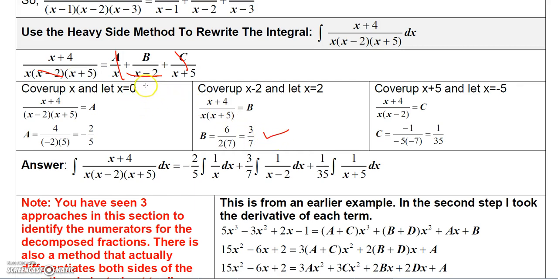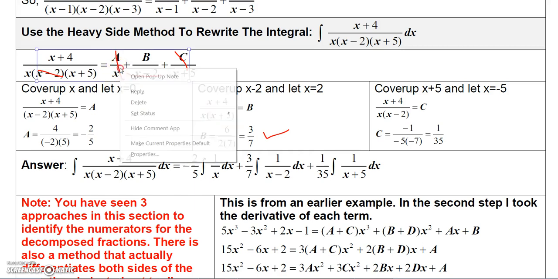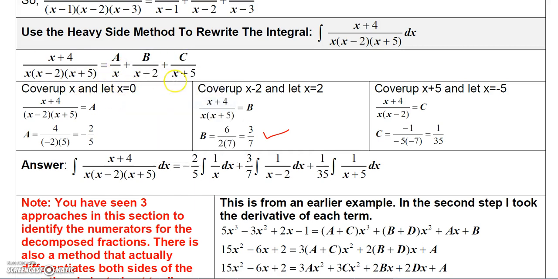And then last, if you cover up the x plus 5, then this would disappear, and this would disappear. And since these are multiplied by x plus 5, you would let x equal negative 5, and that way these terms would disappear. And then just plug negative 5 in here, and you'd get negative 1 over negative 5 times negative 7. So that's negative 1 over 35, which is 1 over 35.